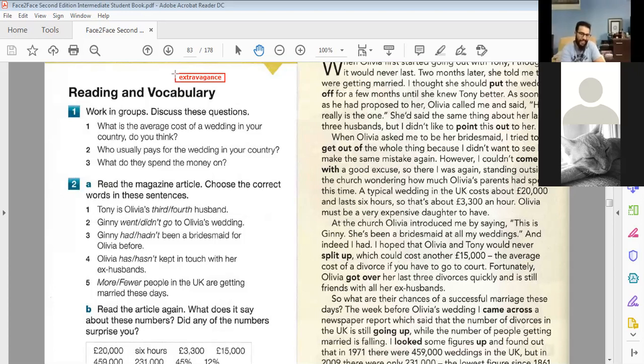Yeah, let's see. Okay, so the topic actually here, it's also about weddings. And it's also about extravagance. Maybe not so much about extravagance, but costs are mentioned. So here, I think we have to read the article first. And then after that, we can check the questions in number two.